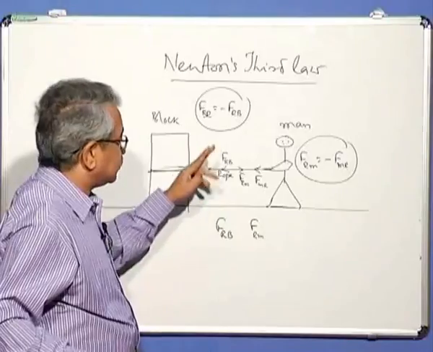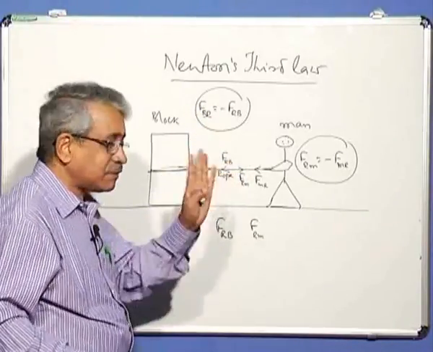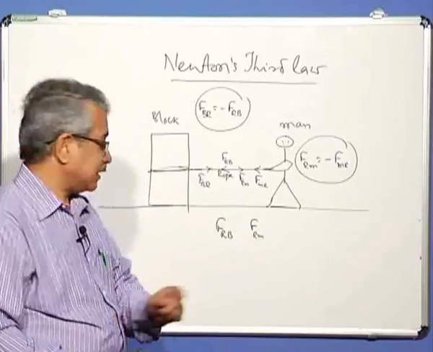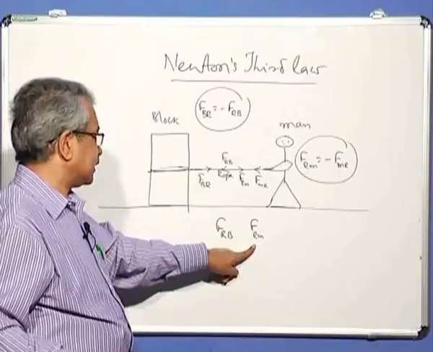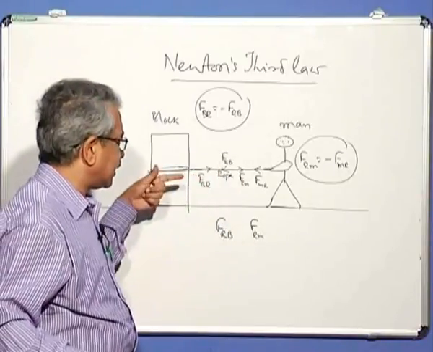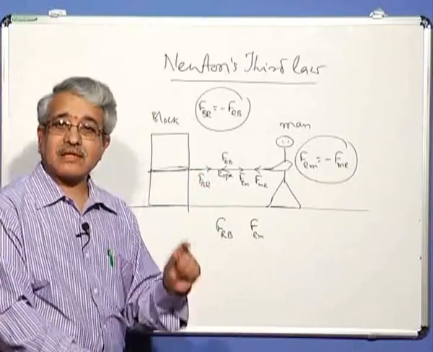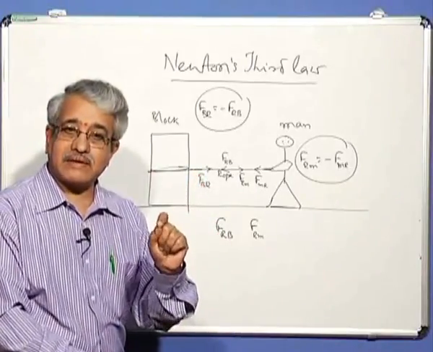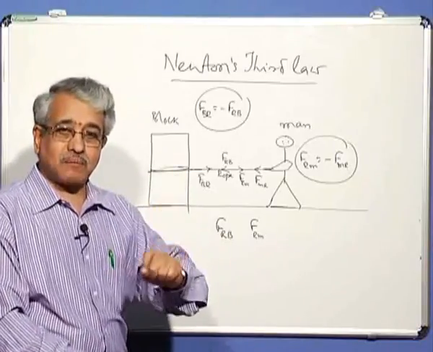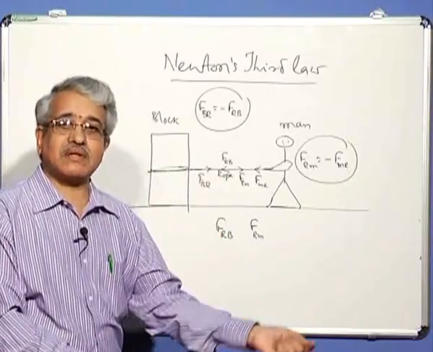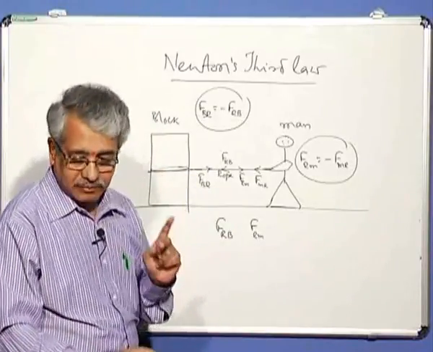And out of the four, any two forces which are in opposite direction cannot be action-reaction, like what I said here. These two are in opposite direction, you can see, FRB, FRM, but they are not action-reaction pair because they are not applied by different bodies. Action-reaction pairs are given by different bodies. One applies action on something, that applies reaction on the other one. So therefore, you must understand that clarification very clearly.